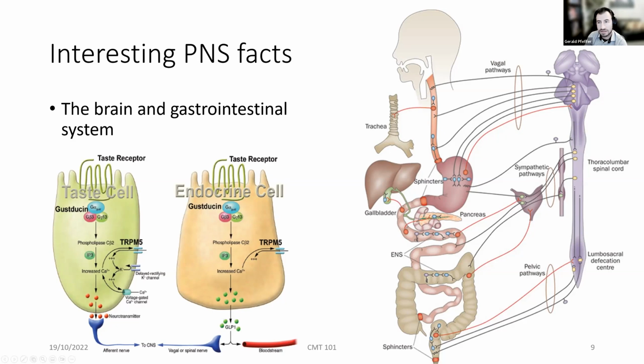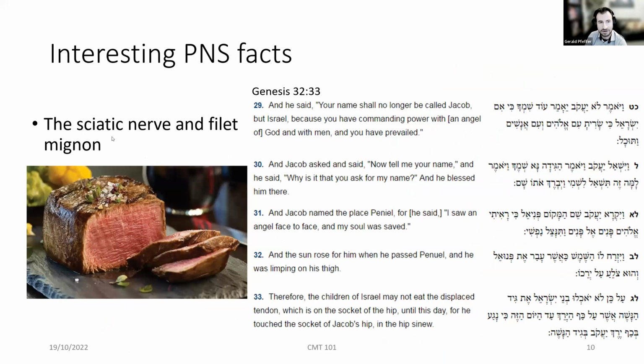Another interesting fact that I always like to mention is this peculiarity about the sciatic nerve and filet mignon. So in the Old Testament, Jacob has a fight with this angel, and he actually gets sciatica and injures his sciatic nerve. And so as punishment to the children of Israel, they are told they can never eat filet mignon again because that's basically the psoas muscle where the sciatic nerve is passing. So it's just another peripheral nervous system fact that you can think about next time you're having a good steak.